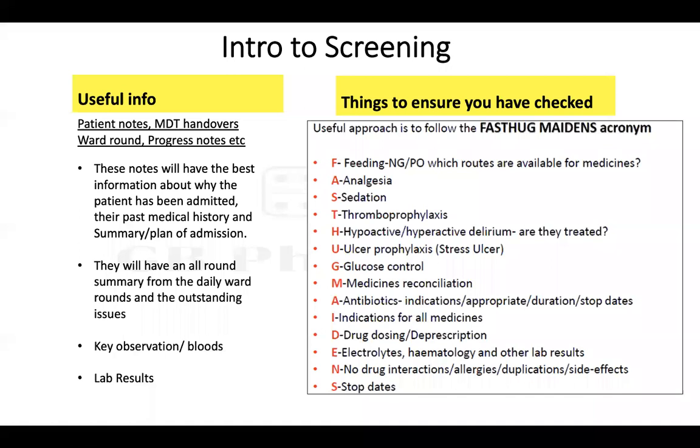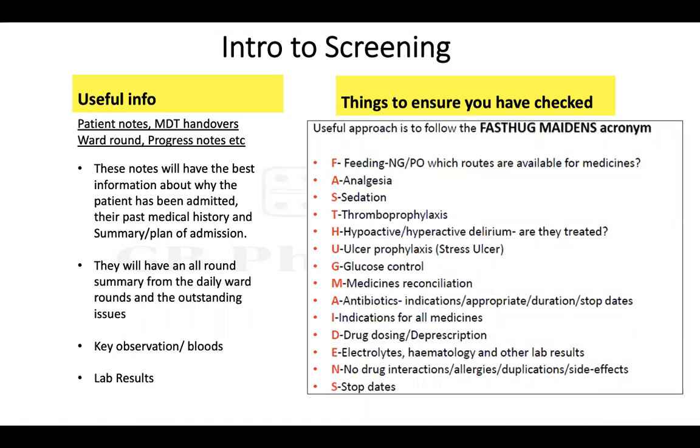Then there are things to ensure you've checked when you're going through the patient. Are they able to swallow? Will they be in any pain? Will they be sedated? Every adult patient needs to have thromboprophylaxis scoring done, and then if they need it, we'll come on to that in a second. If they're sedated, or in some elderly patients, they might have a bit of delirium. So is this going to be treated? Or is it going to be monitored?